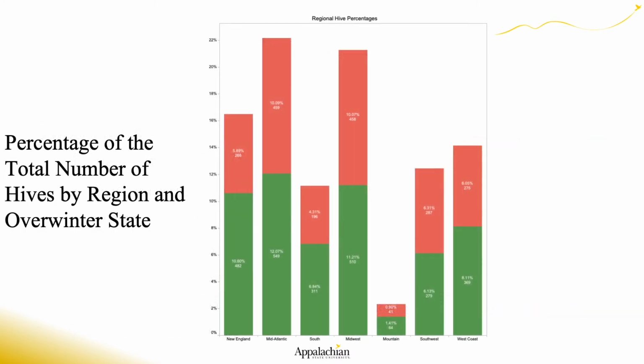To visually show the breakdown of overwinter survival by region, we have this stacked bar chart. Additionally, we can see that the mountain region had a relatively small sample included in the study. Therefore, the findings for that region are subject to higher variance. In each region, the number of hives that survived over winter is greater than those that died.